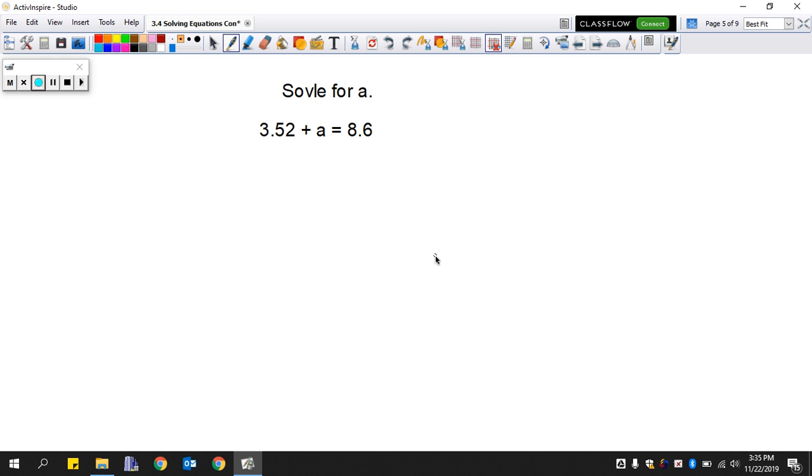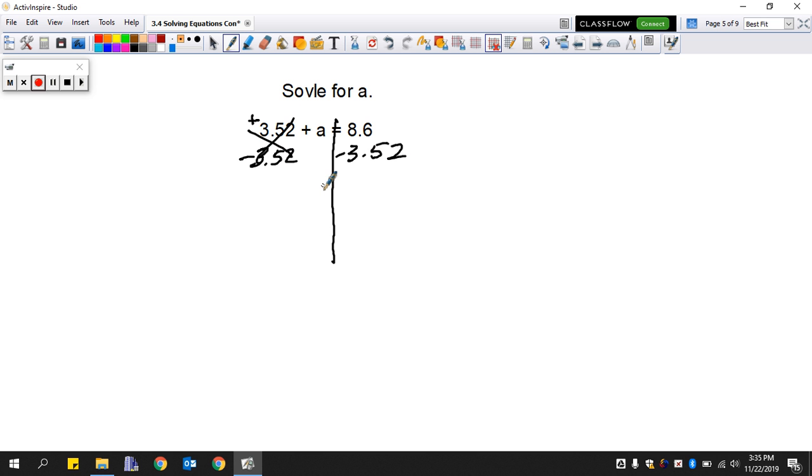Okay? In this case, it's still the same type of problem. The only difference is that the a comes second on the left hand side. But still this 3.52 is a positive number over here, so obviously the opposite of a positive number is a negative number. So we go minus 3.52 on both sides. Okay, this cancels out.